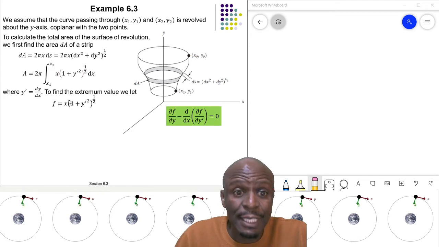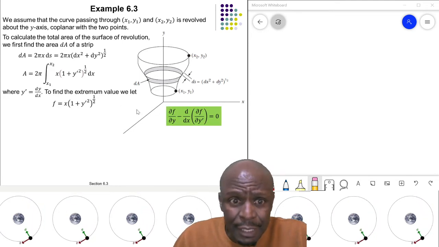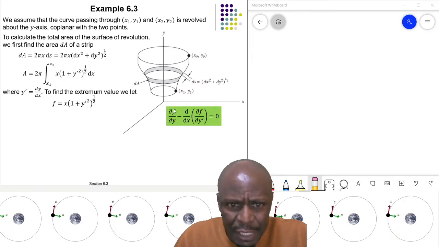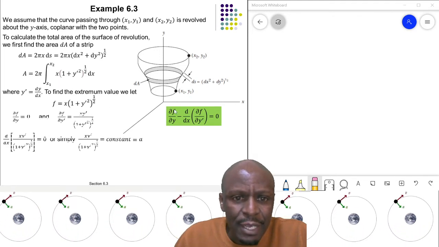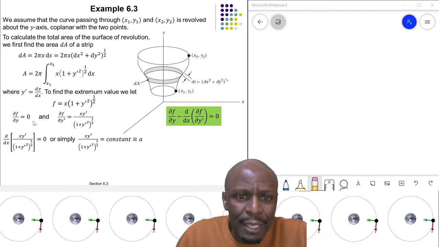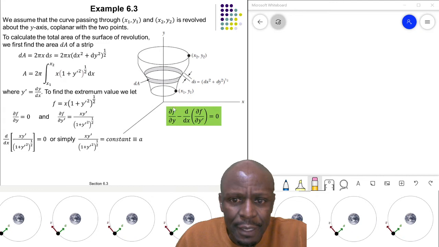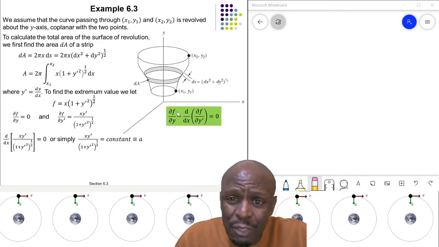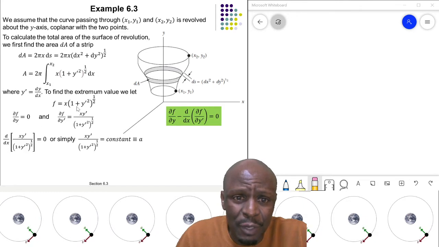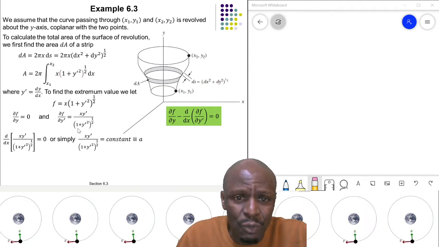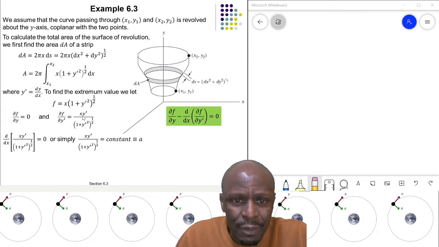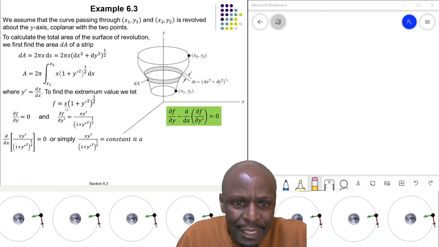Now, if you consider the Euler equation, we identify f in this equation to be this. That is our f. From there, the differentiation of f with respect to y is equal to 0, because this function doesn't depend on y, but it depends on y prime. So this is what you are going to have. And then when you differentiate f with respect to y prime, this is what you are going to have. This x is actually coming from here. That is this x.